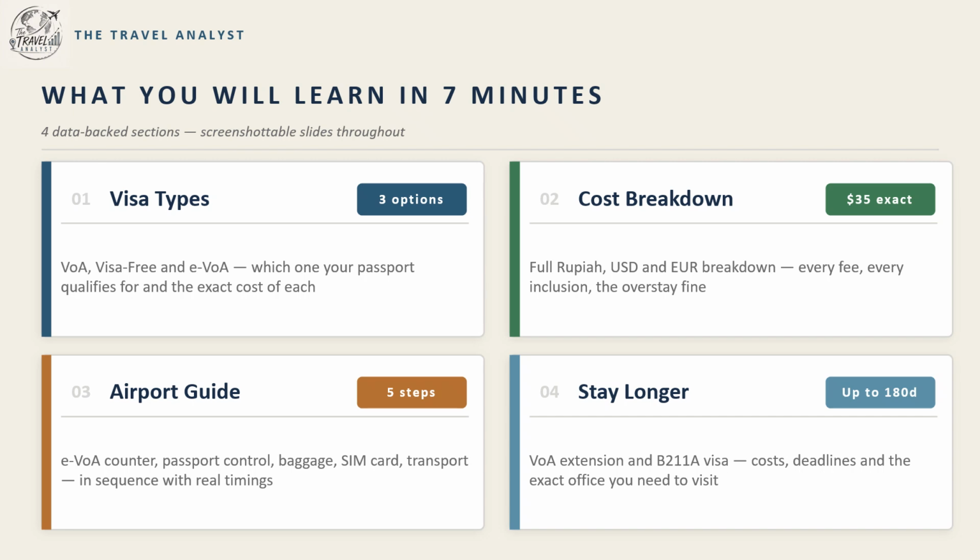Section 1, Visa Types, which entry option your passport qualifies for, and the exact cost difference between them. Section 2, the full cost breakdown, every fee in rupiah, US dollars, and euros, plus what happens if you overstay. Section 3, the airport guide, 5 steps in sequence with real queue timings from my visit. Section 4, how to stay longer than 30 days, the extension process, costs, and deadlines.